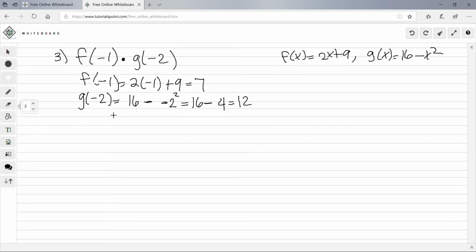Okay, so now we just have to put in this. We know that f of -1 is positive 7, and then you have to times it by g of -2, which is positive 12. So 7 times 12 is 84. That's your final answer.